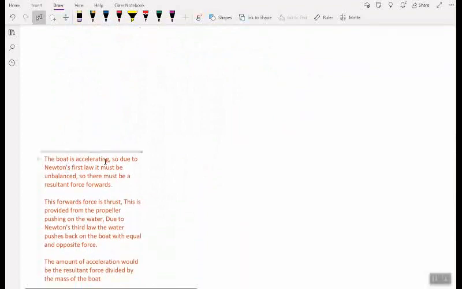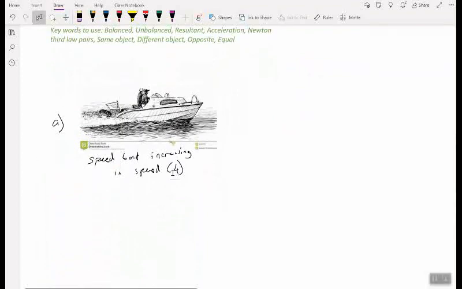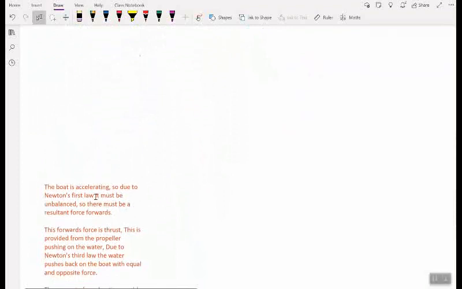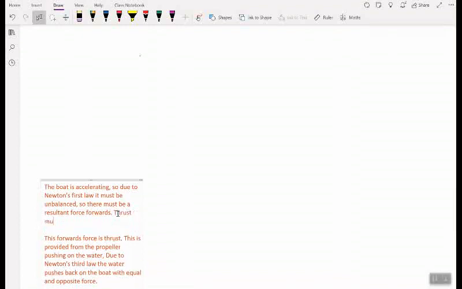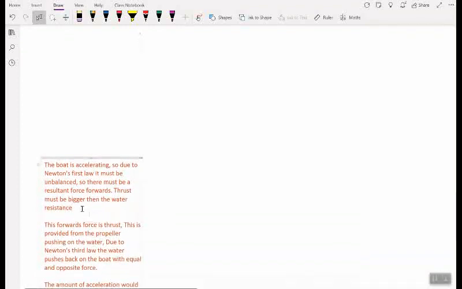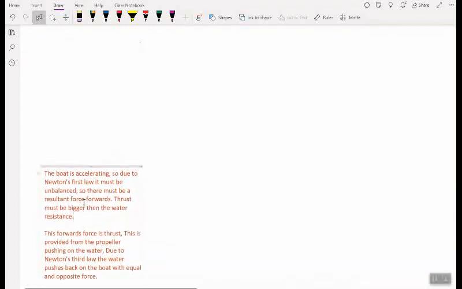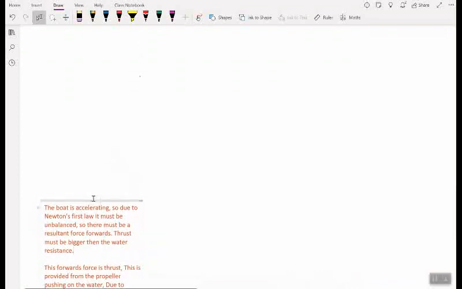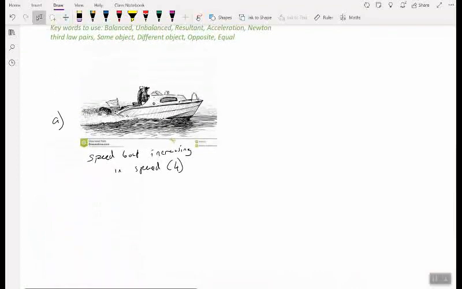So the boat is accelerating. It said here the boat is getting faster. Now we know, according to Newton's first law, that it must be unbalanced. So there is a resultant force forwards. So we could add here that the thrust must be bigger than the water resistance. Now where does that thrust actually come from? At the minute we probably only scored 1 or 2 marks out of 4 or 5 because we've only talked about Newton's first law. Well, where did we say that thrust is coming from?